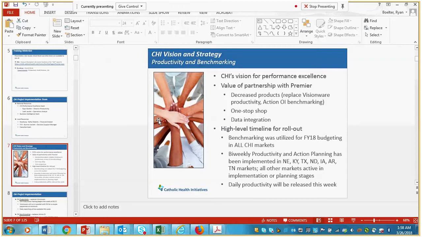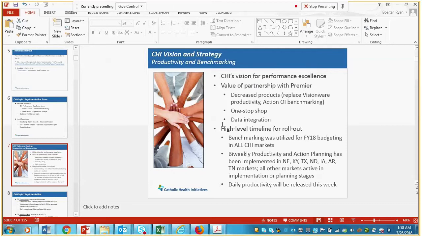So this has been rolled out throughout CHI. We actually started using the benchmarking data for the FY18 budgeting process, so that was used across the organization, and now we're rolling out the productivity component. And for FHS and Roseburg, really this is the second to last market to receive this rollout. So we've already implemented in Nebraska, Kentucky, Texas, North Dakota, Iowa, Arkansas, Tennessee, and it's really the Pacific Northwest now, and then Fargo will be the final division to receive it.